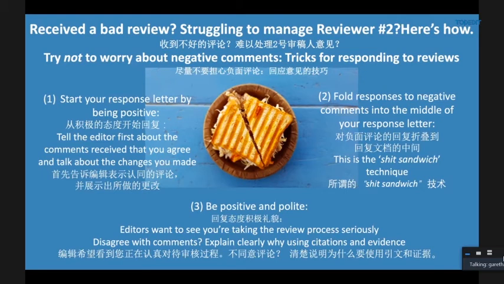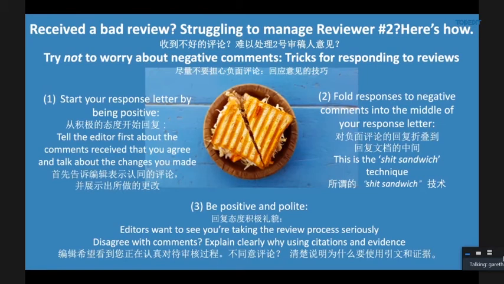You get those responses to negative comments into the middle of the document, interleaved and surrounded by agreement, interleaved and surrounded by positive responses. And be positive and polite, as we've already discussed. Editors want to see that you're taking the process seriously. If you disagree with comments that you get in review, which happens, of course, all the time, explain clearly to the editor why you disagree and use citations and evidence if possible, right?